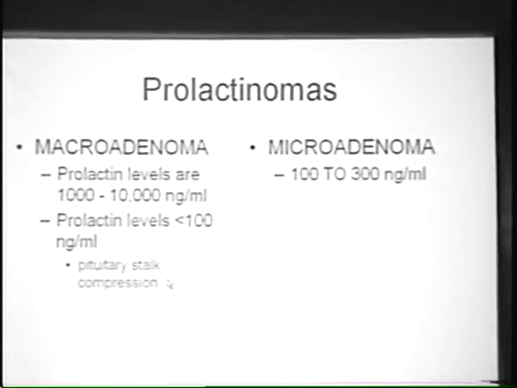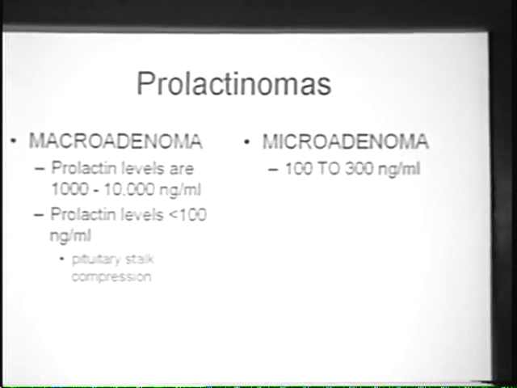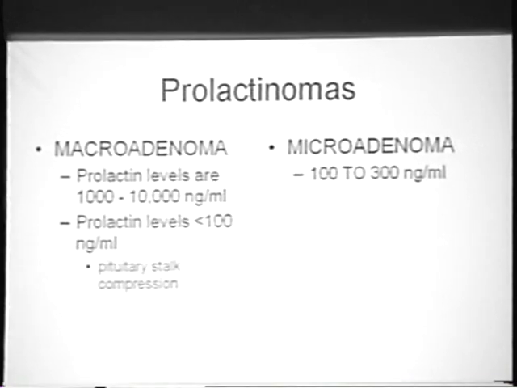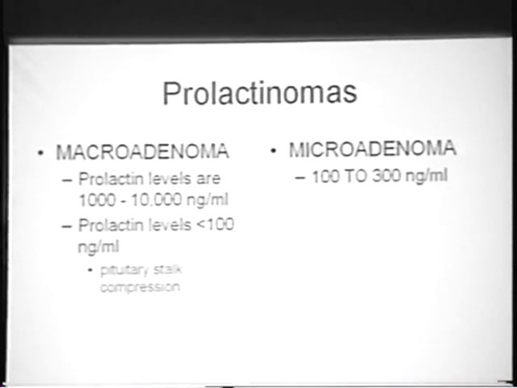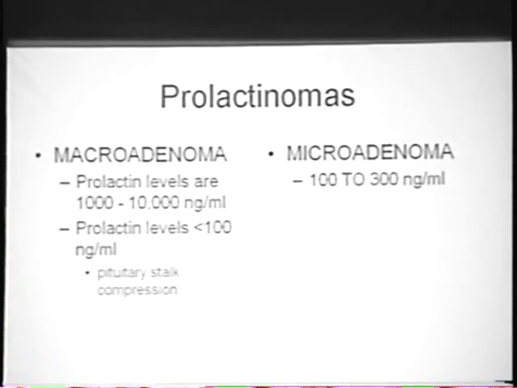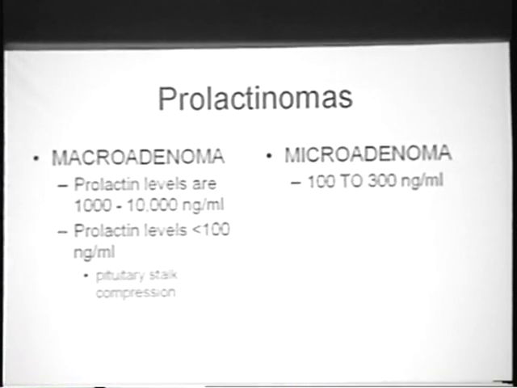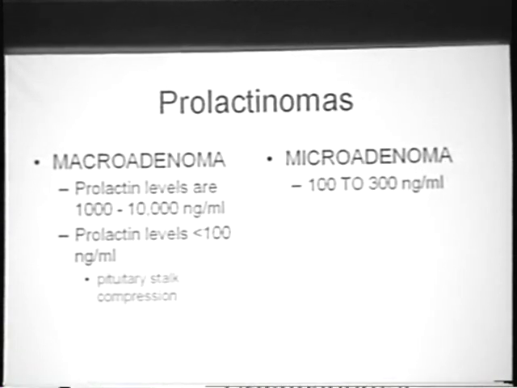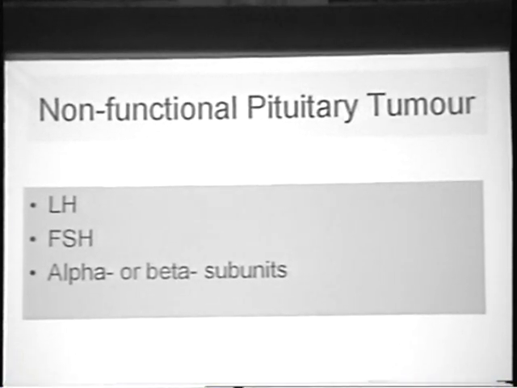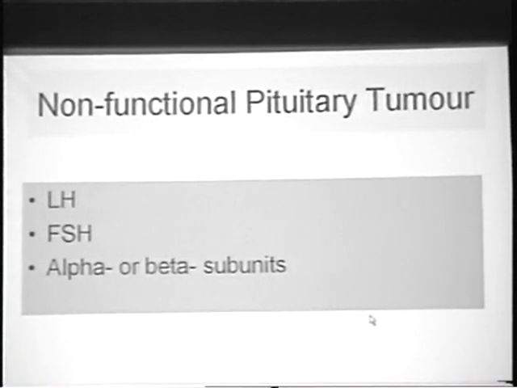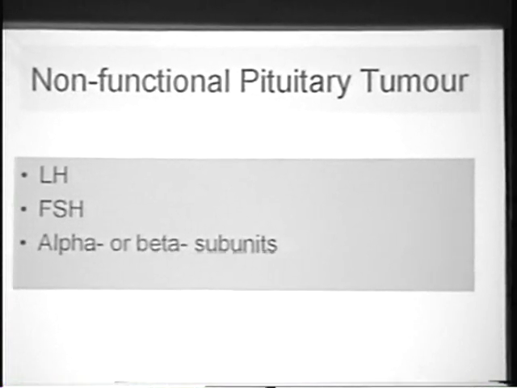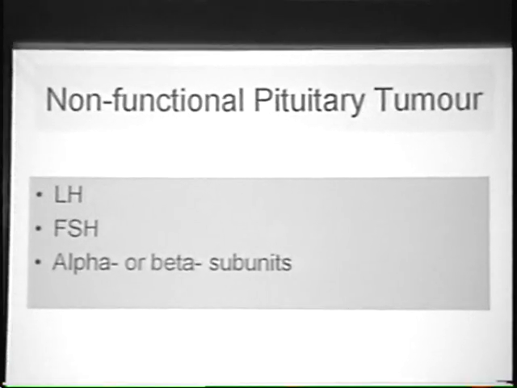Anybody understand the mechanism of this? If the tumor is compressing the pituitary stalk, the hypothalamic hormone cannot move from the hypothalamus to the pituitary gland. What is the hormone that suppresses prolactin secretion? Prolactin inhibitory factor. Okay, fine. Now, non-functional pituitary tumors, we now realize, many times actually do secrete hormones: LH, FSH, or the alpha or beta subunits.